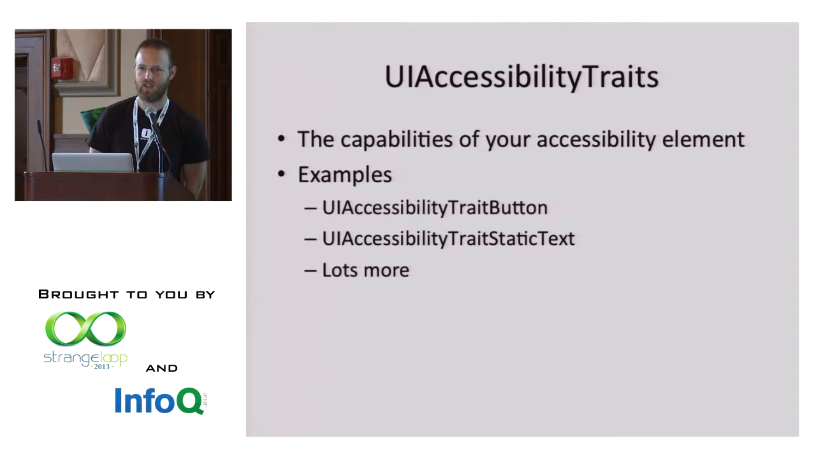If you have things that aren't labels, like if you're using Core Text to draw and render custom text, then you would want to declare your accessibility element to be a type of static text. There's lots more. You can go into the UI accessibility traits headers in Xcode and review them.